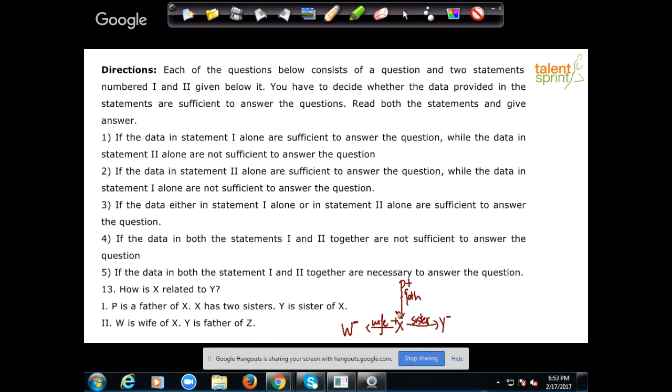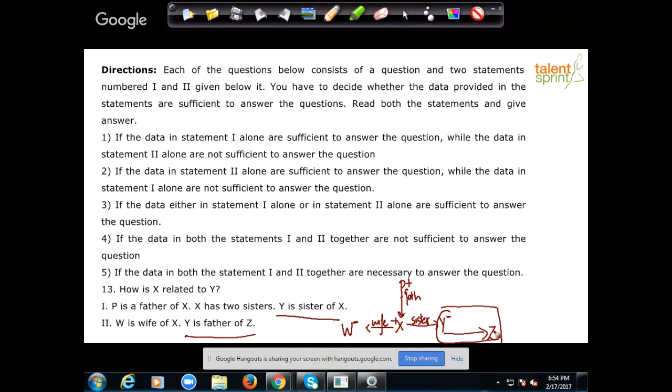Now the second statement says Y is the father of Z. They say Y is the father. Now, a big discrepancy arises here if you see with this statement, Y is the father of Z, because they have told us in the above statement that Y is the sister of X. Now, if Y is the sister, how can Y be the father?